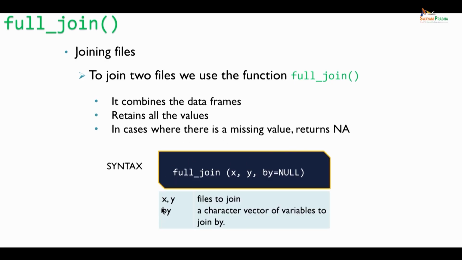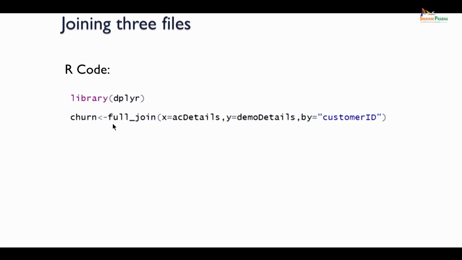So, let us look at the syntax of the full join function. So, x is one data frame and y is another data frame. We can use the full join function to combine x and y. So, here we can combine the y to the existing data frame called x through a common identifier. To use full join function, you need to load the library called dplyr using the command library of dplyr.